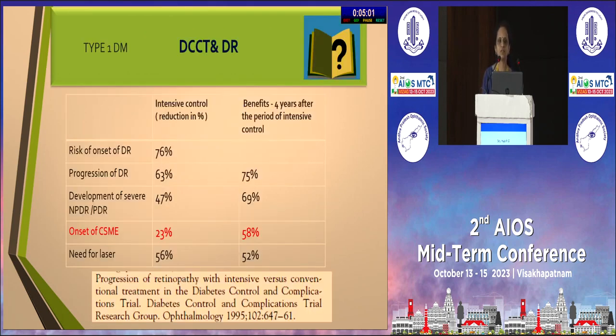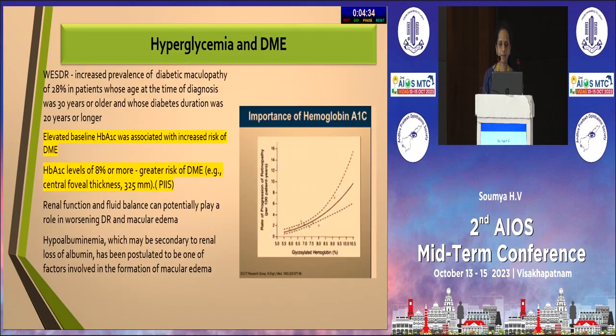Now, DCCT was a multi-center trial which looked at the effects of intensive control on the occurrence and progression of retinopathy and macular edema. After 4 years of intensive control, it gave us data that there was a 58% reduction of clinically significant macular edema, and the need for lasers also decreased by about 52%.